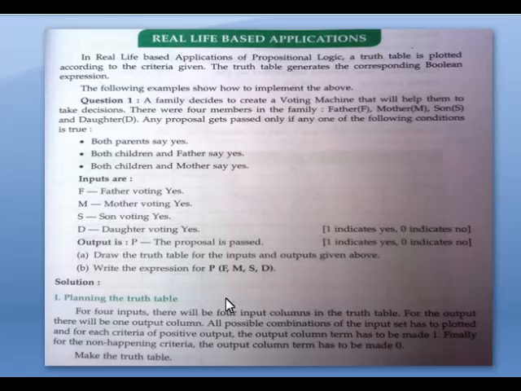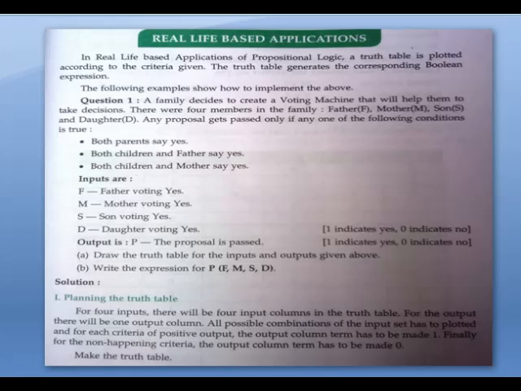Write the expression P of F M S. First we have to plan the truth table. For 4 inputs there will be 4 input columns in the truth table. For the output there will be 1 output column. So in total we want 5 columns. Every possible combination of inputs has to be plotted for each criterion.